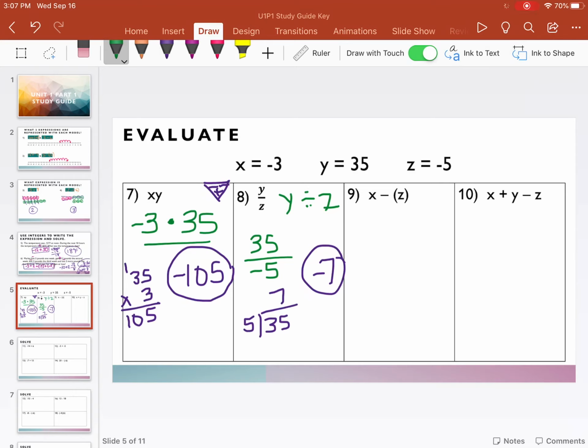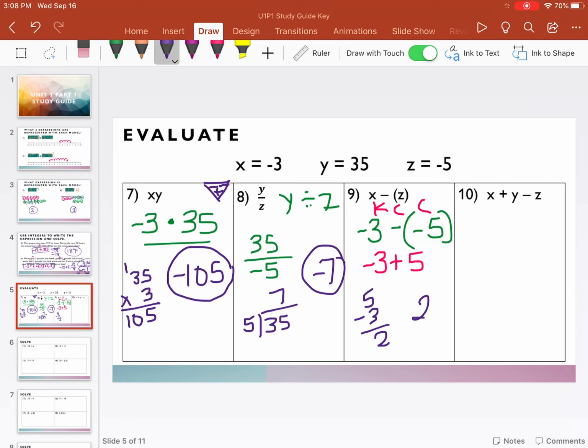Number 9, x minus z. So x was -3 minus z was -5. Here it's a subtraction problem, so I'm going to keep, change, change. -3 plus +5. Now different sign, subtract. So 5 minus 3 is 2. Keep the sign of the larger number, which was +5, so +2 is my answer for number 9.